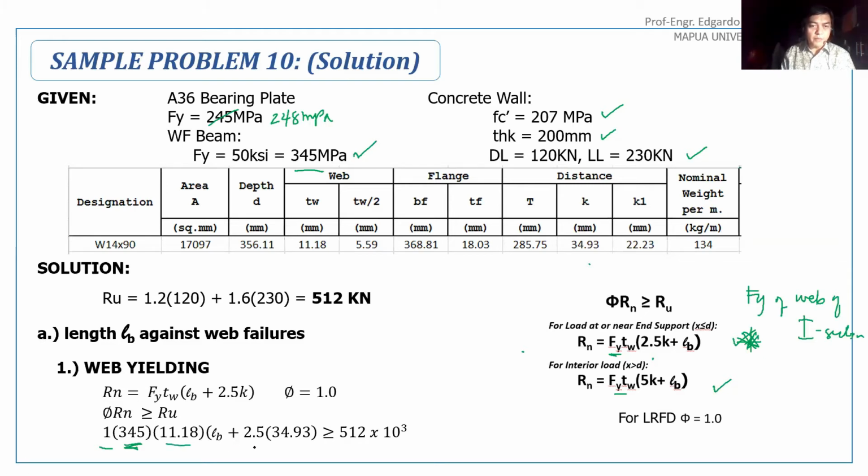Lb plus 2.5 of k is as property of the section again, greater than or equal to the factored load, which is 512. So from this equation, we could solve for the minimum length L sub b for web yielding. And we got 45.4. Say, let's round it up to multiples of 5 millimeters. So we got 50 millimeters. Again, that would be the minimum length of bearing plate for web yielding.